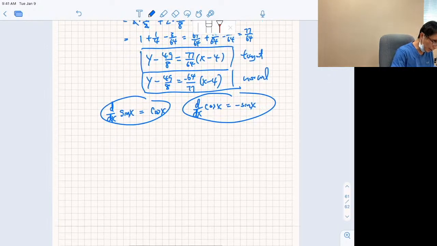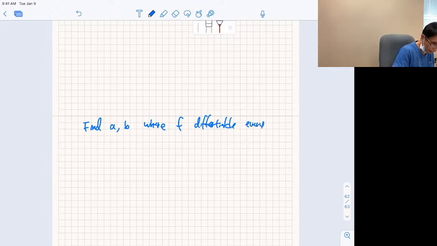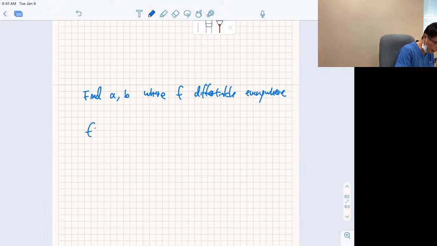The last question is, I want to find a and b where f is differentiable everywhere. This is the function f of x equal to a x to the third when x is less than 2, and x squared plus b when x is greater than 2.